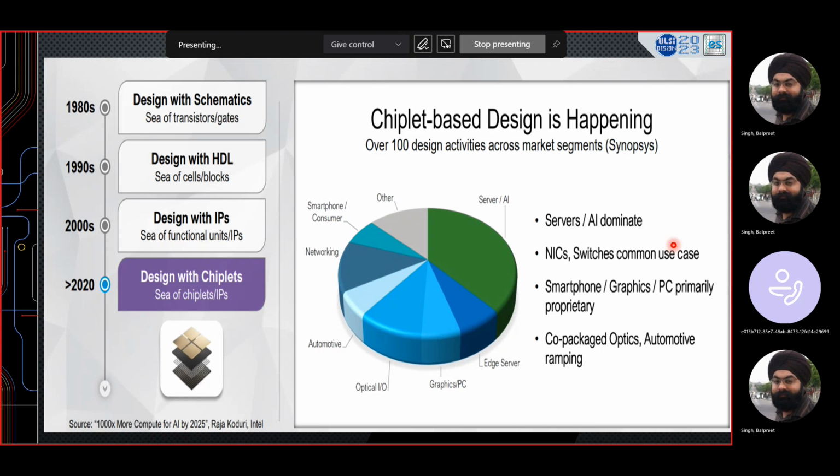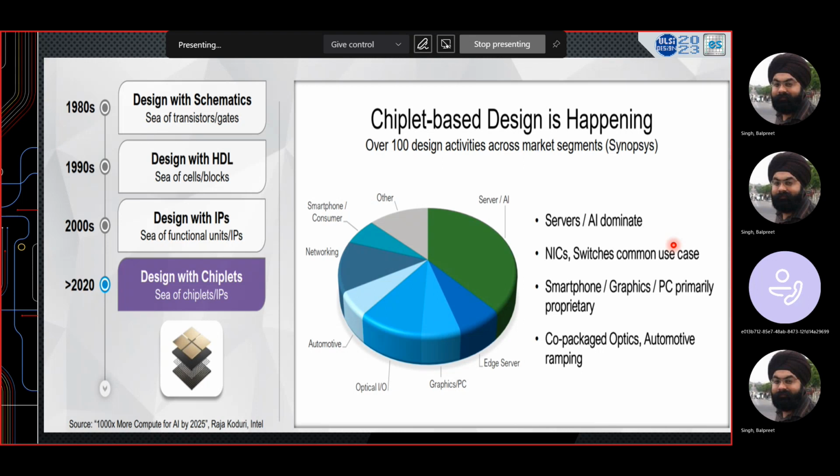Now, if you look at this, chiplet-based design is actually happening, and over 100 design activities are taking place today. Multiple companies, the whole industry, Intel, AMD, NVIDIA, all the leading design houses today are deploying, or have already deployed, or are in the process of deploying chiplet-based design to come up and compete with their products. Maybe initially when you come up with this technology, the cost is high. That's the natural process, but it will get stabilized over a period of time.